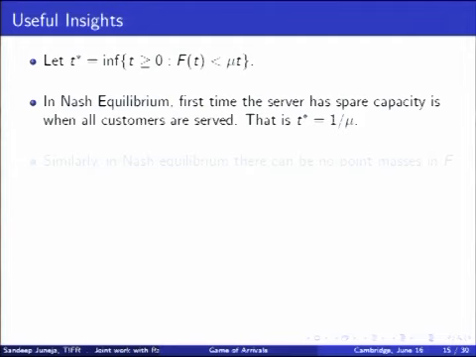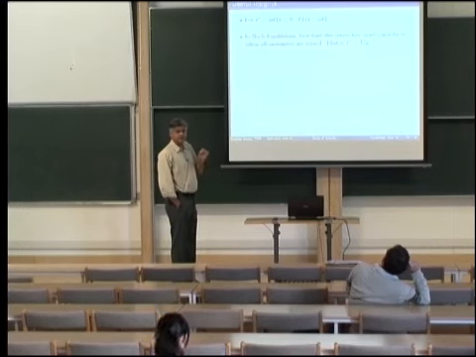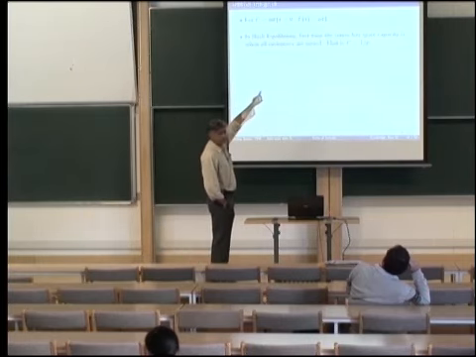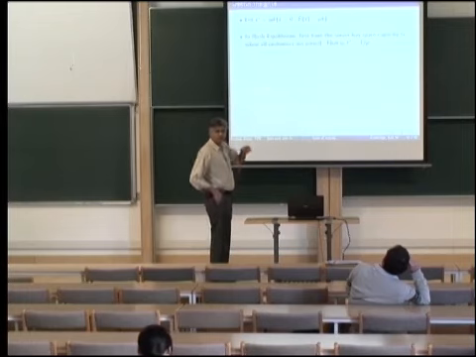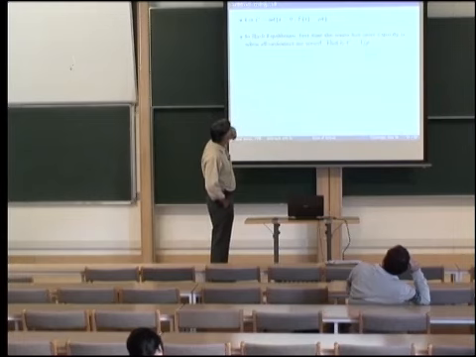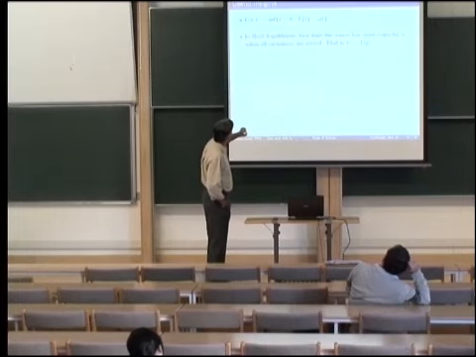So once we accept that, then there are some easy useful insights to take forward. One is that let's define T star as the first time the server has spare capacity, meaning the server is not fully occupied. So F(t) is less than mu(t). F(t) is the number of people who have arrived. Mu(t) is the amount of people served by time t. So this is the first time the server actually has some capacity available.